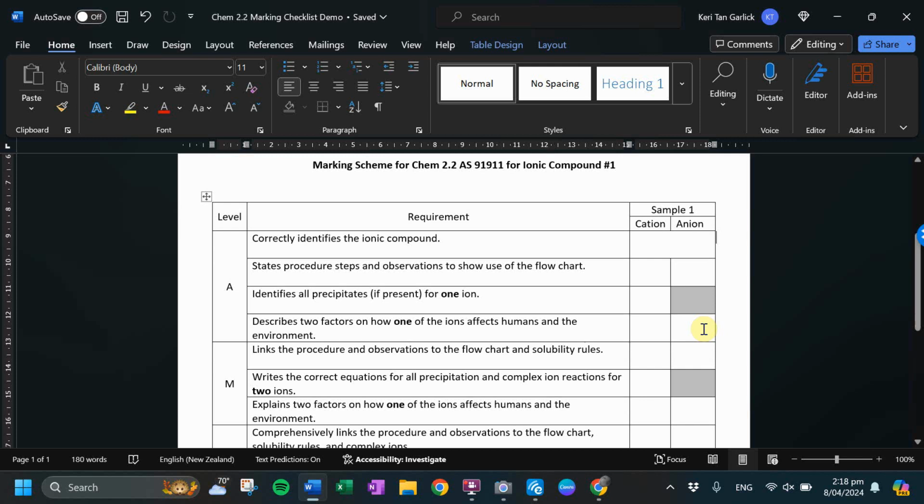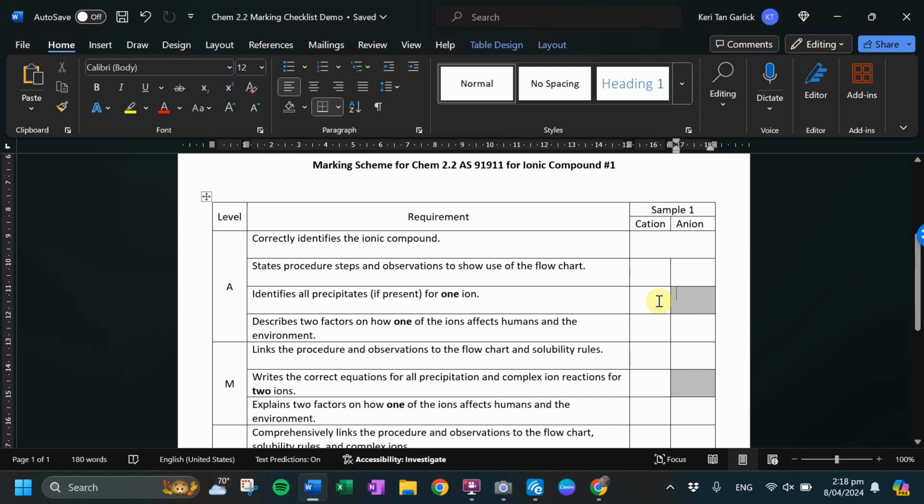Just a reminder of what we're looking for at the achieved level. That is, figuring out the correct ion. You see how it's both the cation and the anion because it's the ionic compound. Then correct procedures. We're looking for the correct procedures in both the cation and the anion. Looking for all the precipitates in one ion, and then you tick it off, or I tick it off.